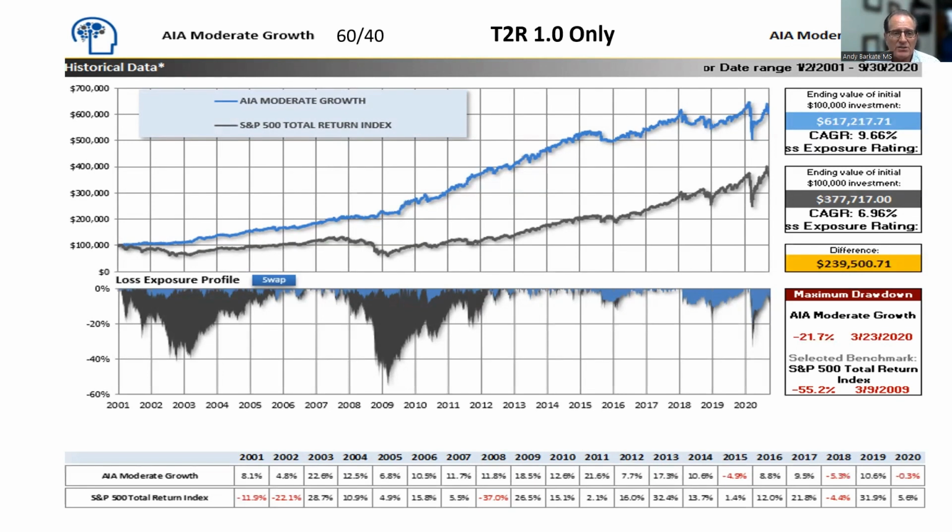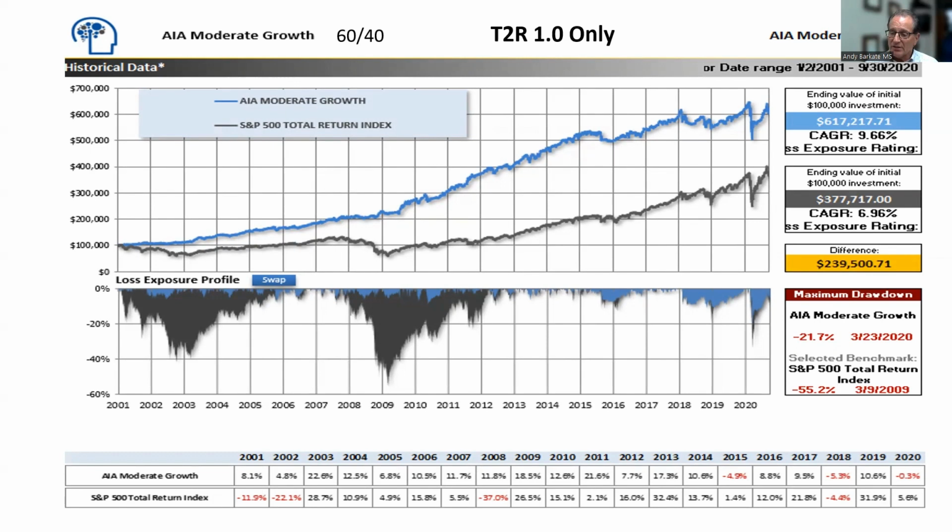Now, as you can see, the gray line is the S&P 500. The blue line is the AIA moderate. You can see how it's outperformed over that period of time, which is roughly 2001 to 2020. The market averaged 6.96, just about 7%, and the model was about 9.6, so about 2.8% higher.